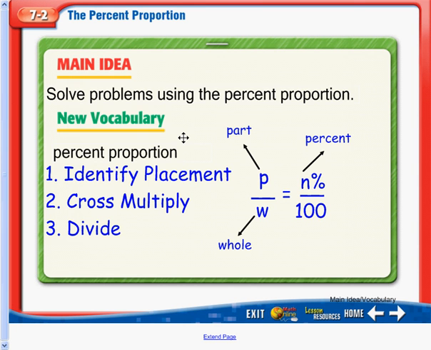In chapter 7.2, titled the percent proportion, the main idea is solving problems using the percent proportion. And the vocabulary, again, is percent proportion, obviously being part of both ideas.